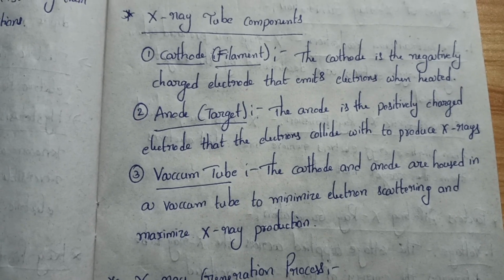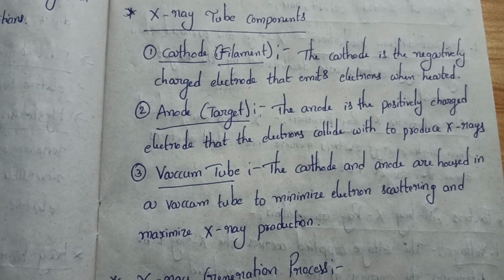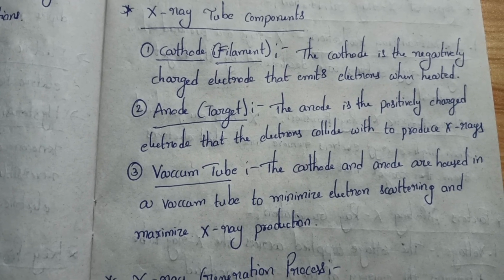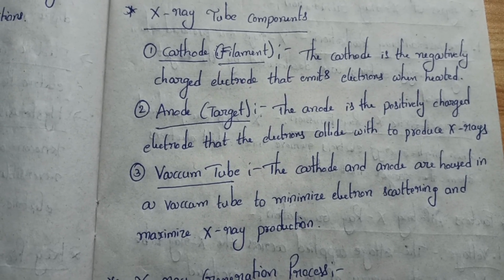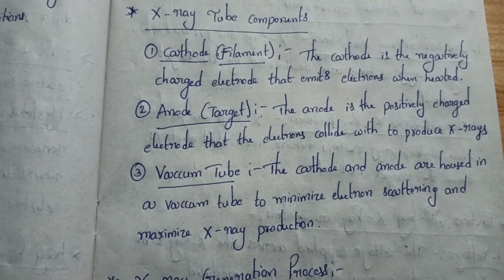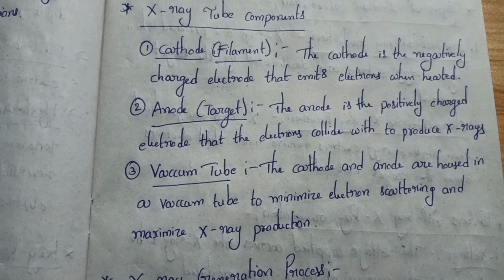Cathode. The cathode is also the filament. The cathode is the negatively charged electrode that emits electrons when heated. Point number 2. Anode, the target. The anode is the positively charged electrode that the electrons collide with to produce X-rays.